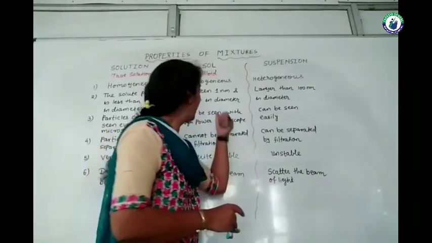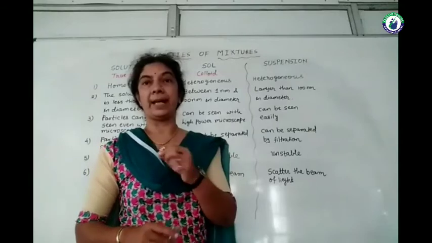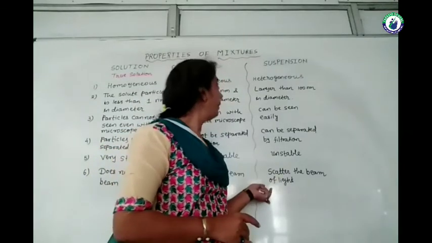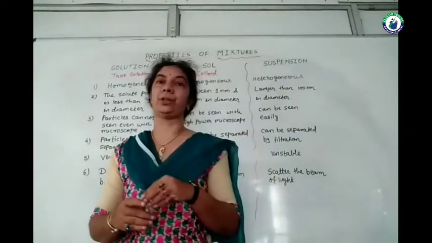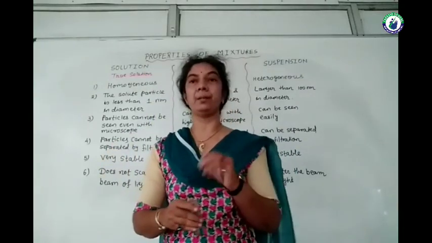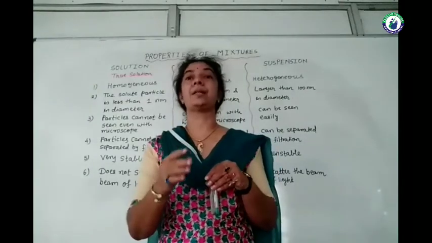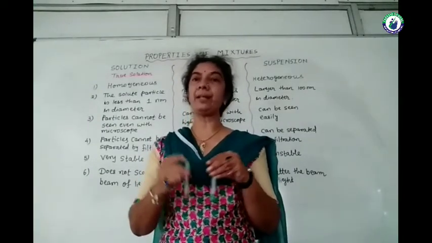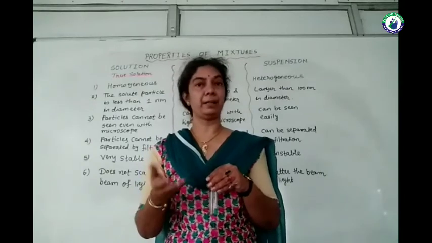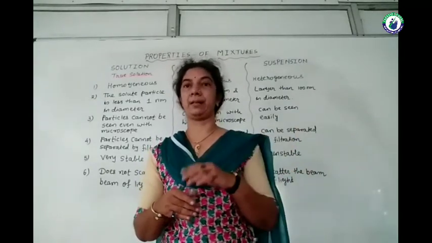So, the particles of the colloid scatter the beam of light, and in the suspension solution, the particles also scatter the beam of light if it is disturbed. When it is undisturbed, the particles will be settled down and we cannot see the scattering of light.